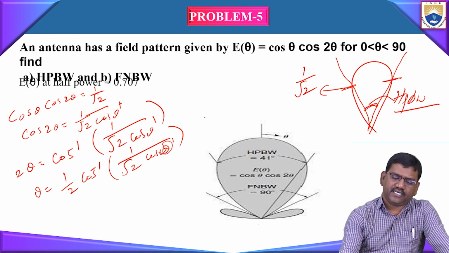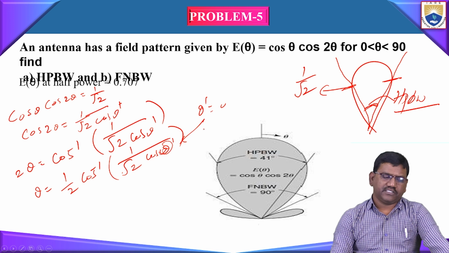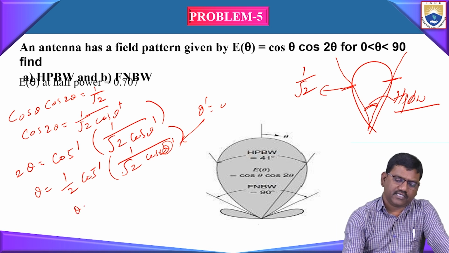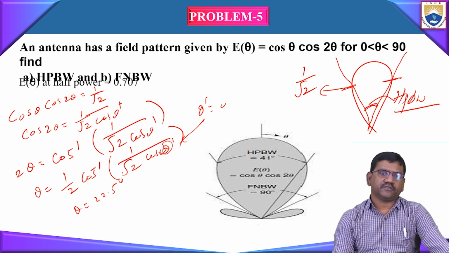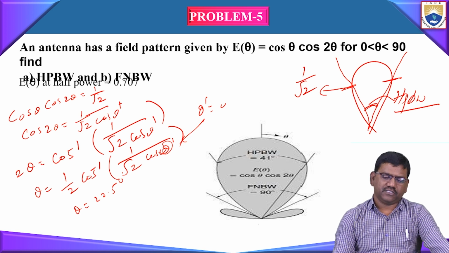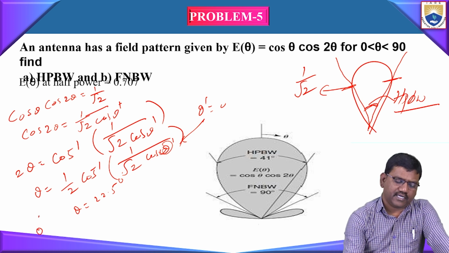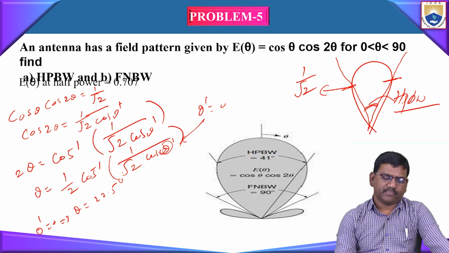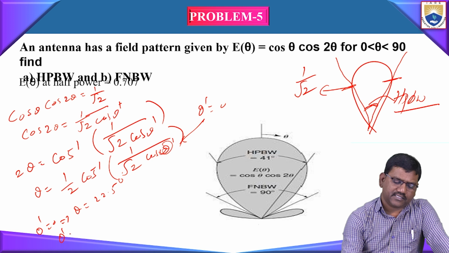Now let us assume theta dash is 0. So 1 by 0 is equal to infinity. So you will get theta is equal to 22.5 degrees. So we randomly substitute the value of theta dash. For theta dash is equal to 0, you will get theta is equal to 22.5. Now let us set theta dash as 22.5.